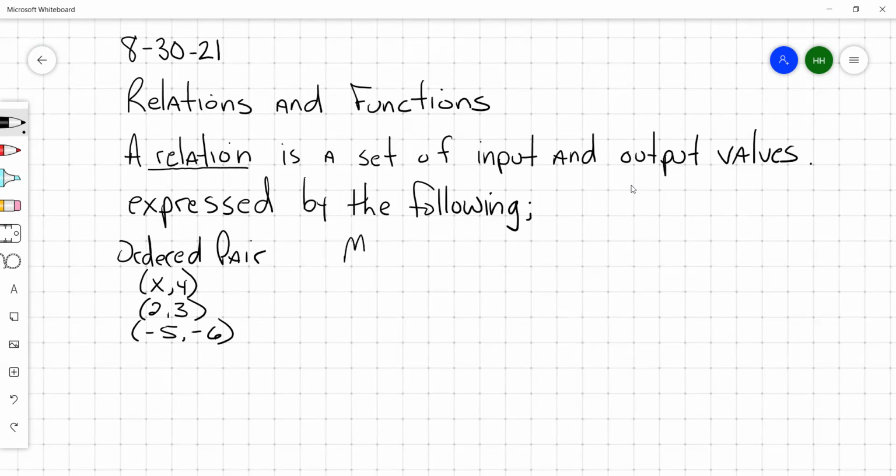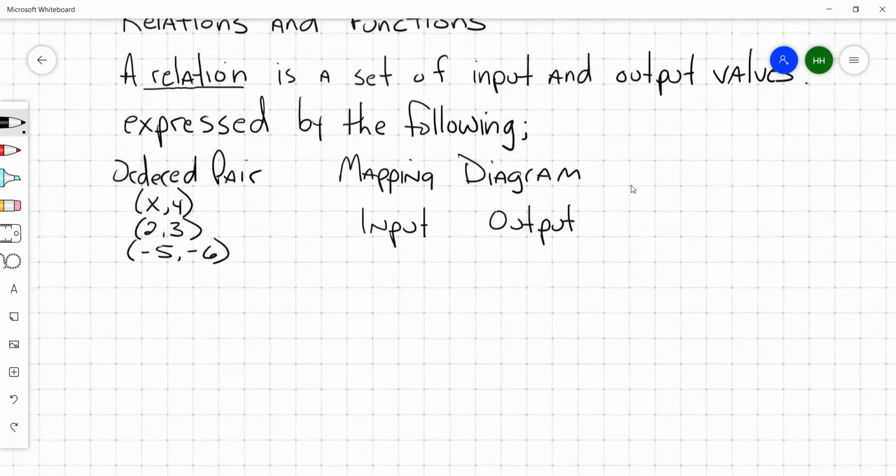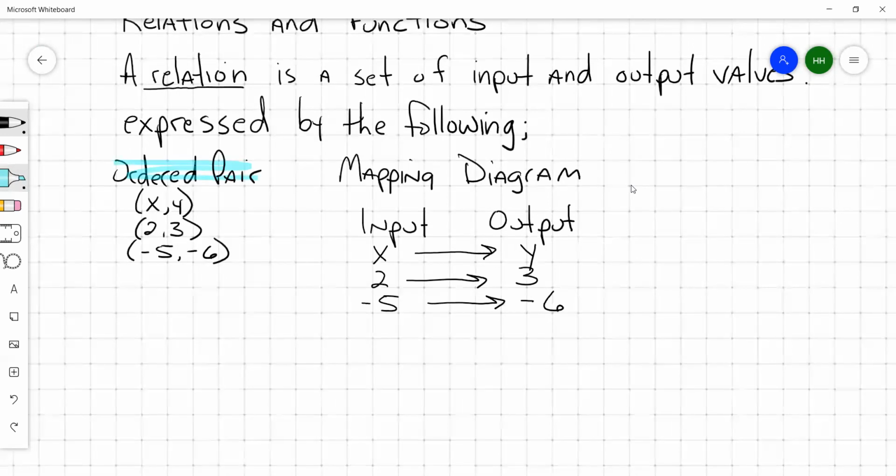A mapping diagram. All right, a mapping diagram where we've got an input and an output. For this same relation, if we input an X, we get a Y. If we input a 2, we get a 3. Input a -5, output -6. So you've got this relation that can be expressed as an ordered pair. It can be expressed in a mapping diagram.